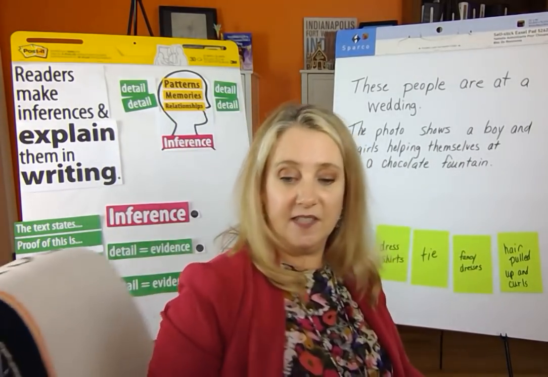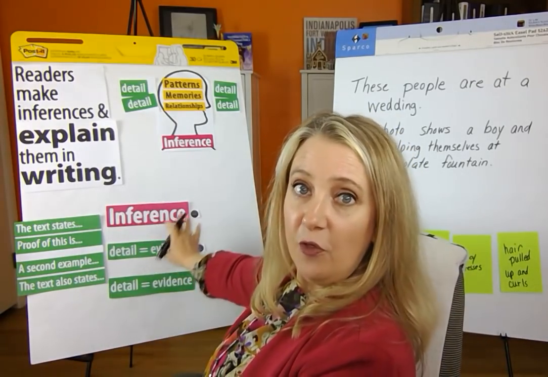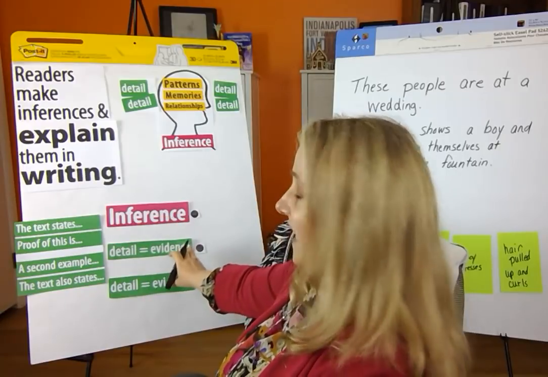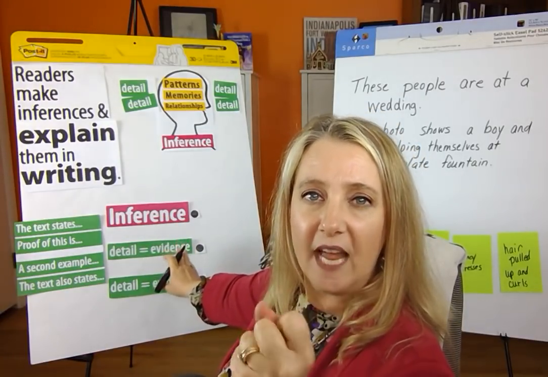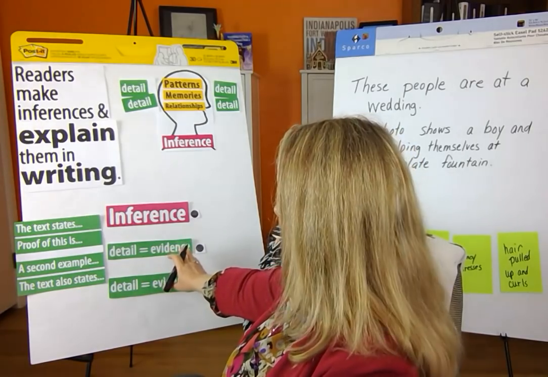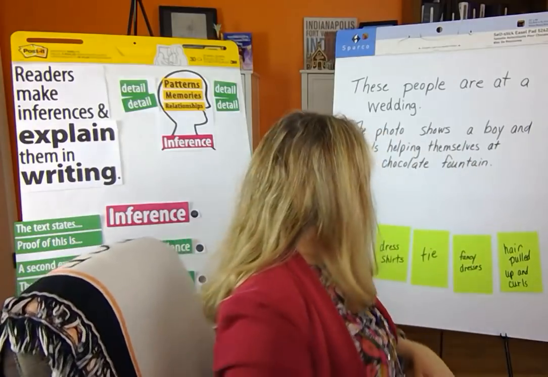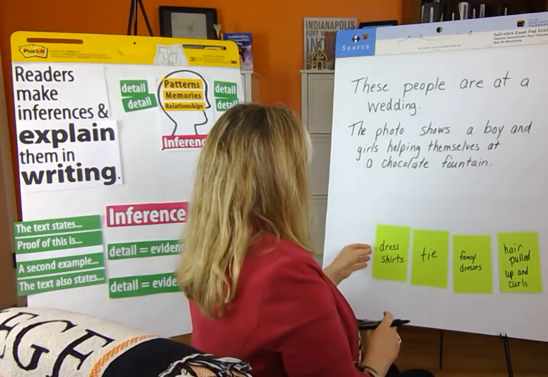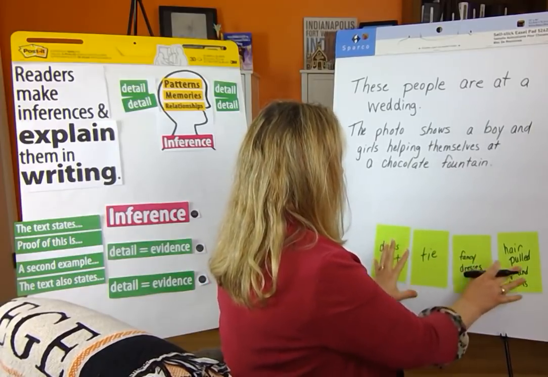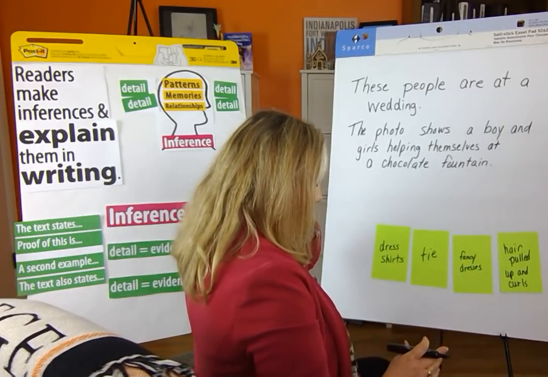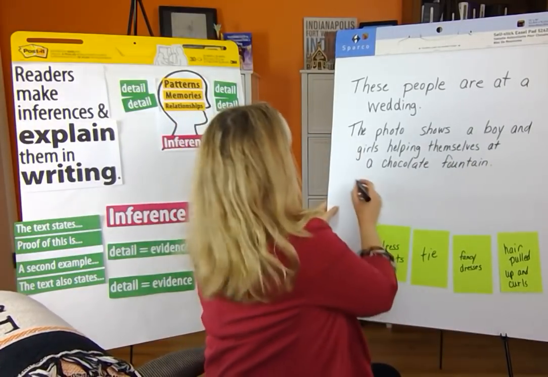I've got my second sentence, but when I look at my anchor chart over here, those are the details that turned into evidence. I didn't use all of them, just the ones that I felt most likely represented that they were at a wedding. But I've got to have at least one more sentence. So now I'm going to come back over here, and I've got dress shirts and tie and fancy dresses and their hair pulled up and curls. And so I'm going to use a sentence stem.